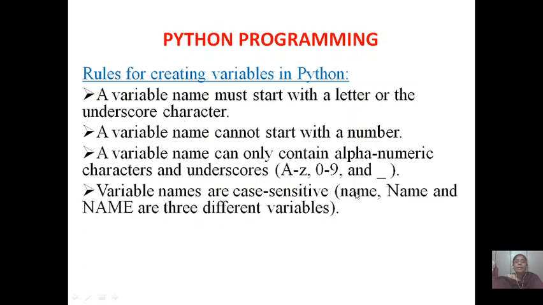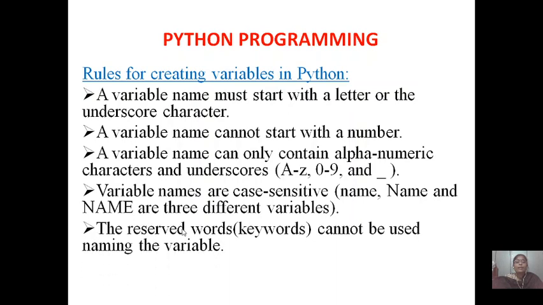Here, name is all lowercase letters. Here, N is capital, remaining all are lowercase letters. And here all are capital letters. So all the three names are treated as three different variables. It is very case sensitive, and you cannot use the reserved words as your own names.